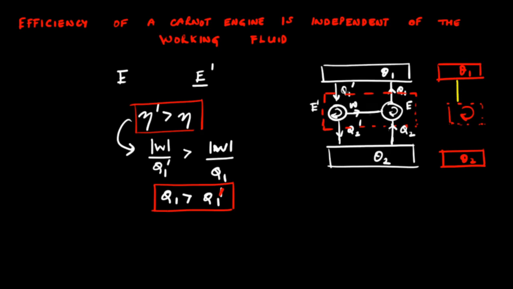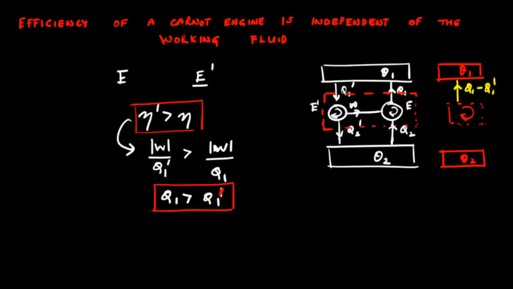So we know that Q1 is greater than Q1 prime, so the net heat transfer from this combined system to the high temperature reservoir is Q1 minus Q1 prime, because Q1 is the heat that is being rejected to the reservoir and Q1 prime is the heat that is being absorbed from this high temperature reservoir. So the net effect is that the combined engines are rejecting heat to this high temperature reservoir, and that heat is Q1 minus Q1 prime.